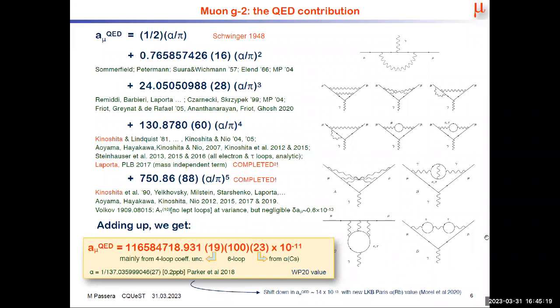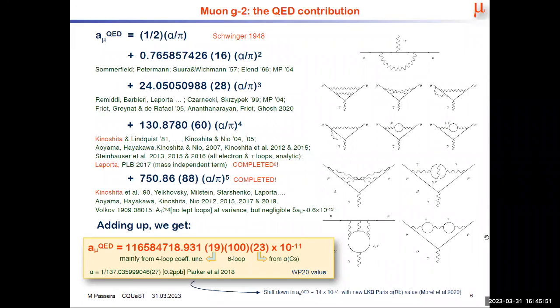All right, so if you take all these coefficients that, as I said, you compute by doing the Feynman diagram calculation, then you multiply them by alpha over pi squared, cubed, fourth power, fifth power, and you get the standard QED prediction of the muon g-2. Of course, you need the value of alpha. Now, the value of alpha, you take it from somewhere else, from direct measurements. The one that I took here is the one by Parker et al.